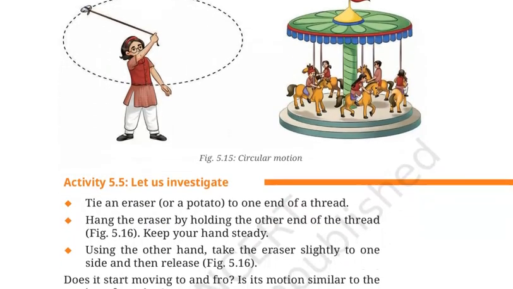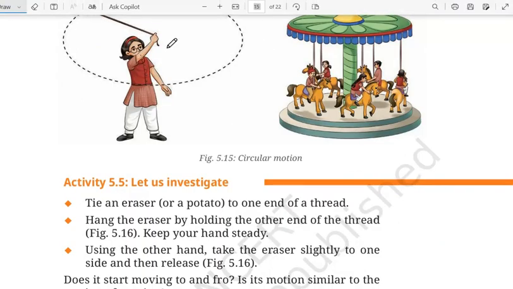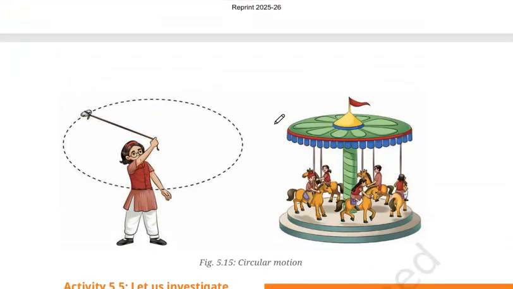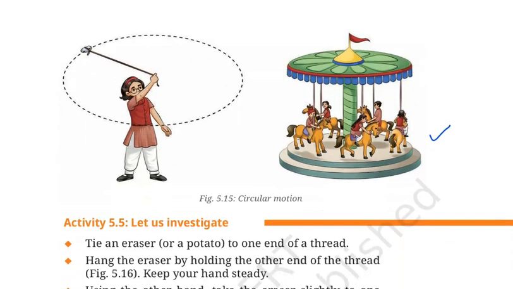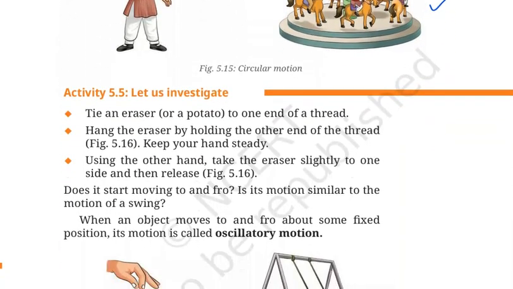All right, you can see an example of circular motion here. A girl has tied a stone to a thread and is moving it in a horizontal plane. So you see, in a circular motion in the horizontal plane, the stone is moving in a circle. Same goes for rides like the merry-go-round, or you can see this ride. These horses are going to rotate in a circular manner. So the motion is called circular motion.